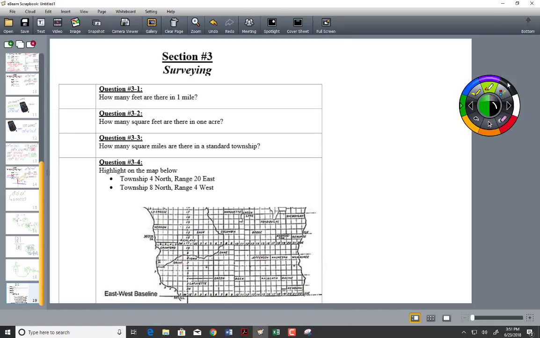So, how many feet are in a mile? 5,280. 5,280 feet in a mile. It's a number you need to have cold. How many square feet are there in 1 acre? 43,560 square feet in 1 acre.